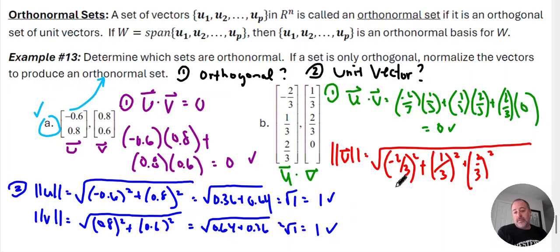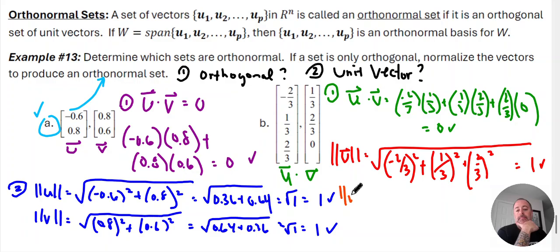When you do this, you are going to get 1, all right? So you're going to get 4/9 plus 1/9 plus 4/9, which is 9/9, which is going to give you a 1. So yay on that. Our magnitude is actually 1, so we're very happy about that.